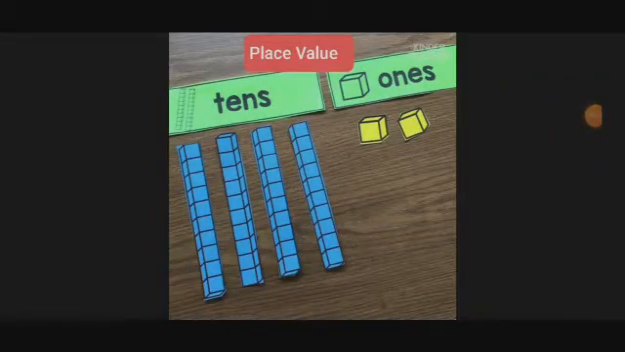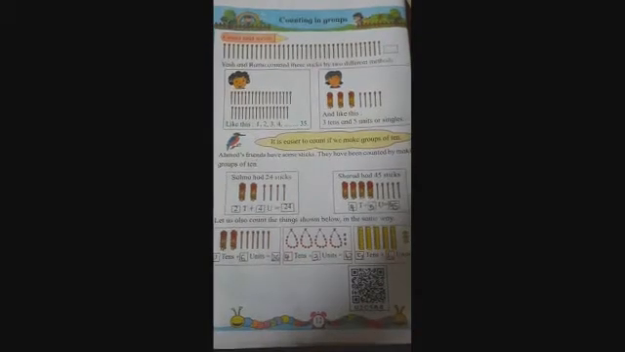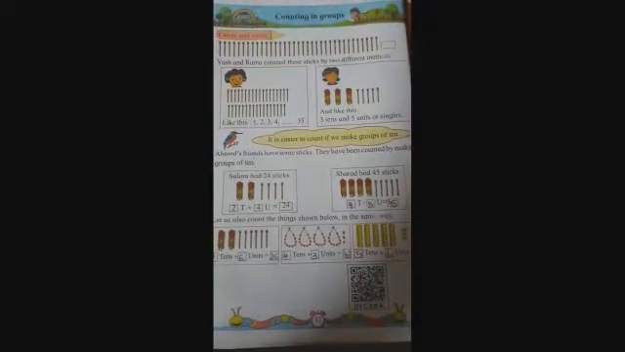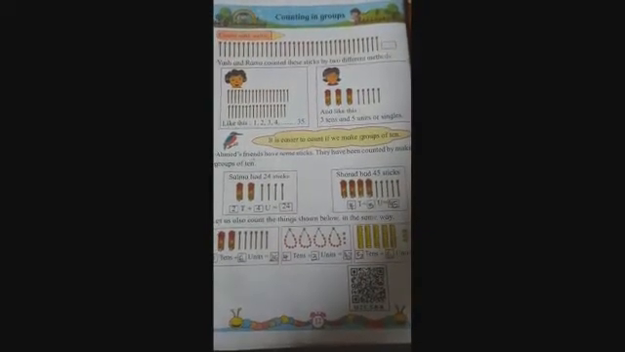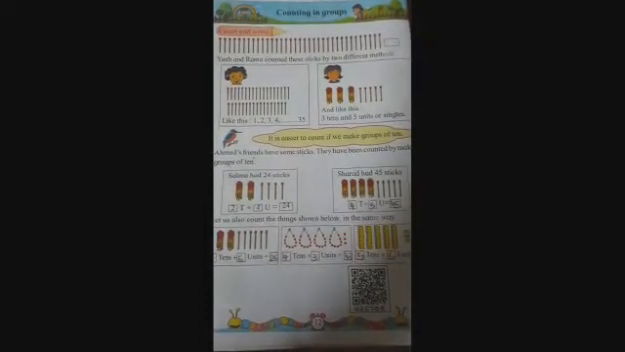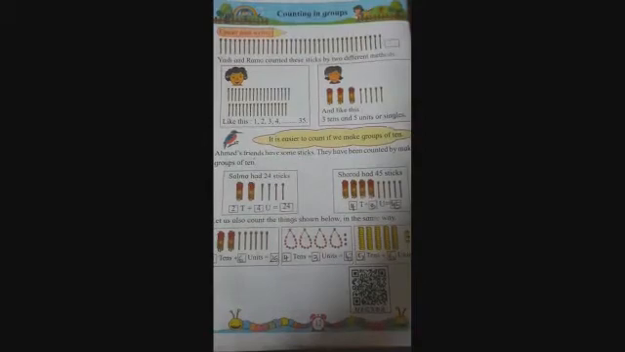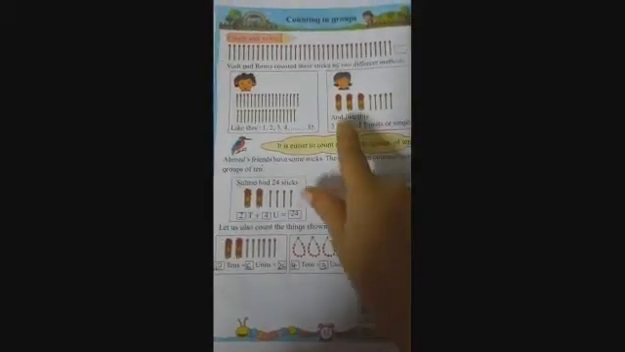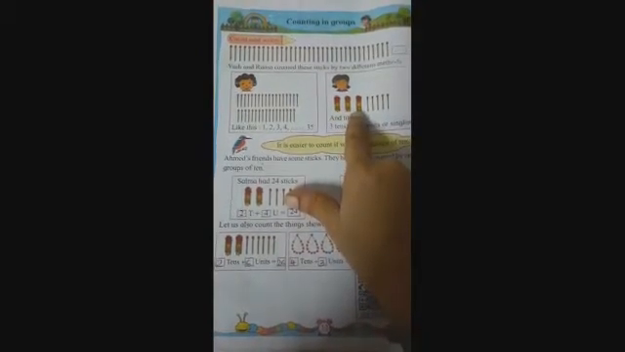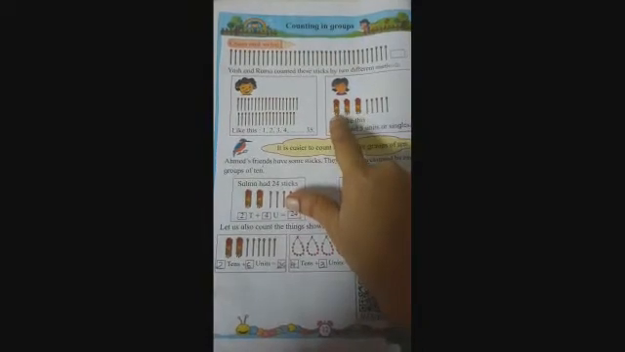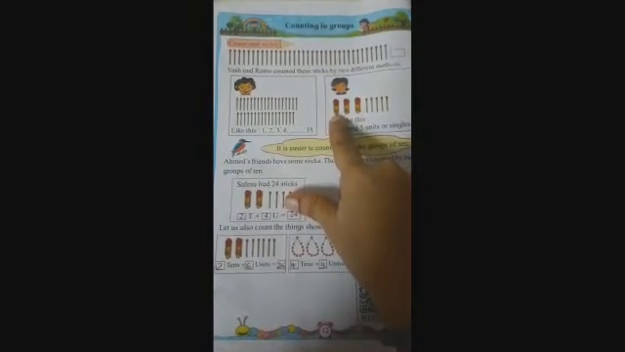Today we are going to learn about place value in maths. But before learning place value, let us have a quick recap of the previous lesson, that is counting in groups. Children, I taught you in the previous chapter how to count in groups. That was forming bundles of sticks in groups of 10, that is tying 10 sticks together and forming a group.